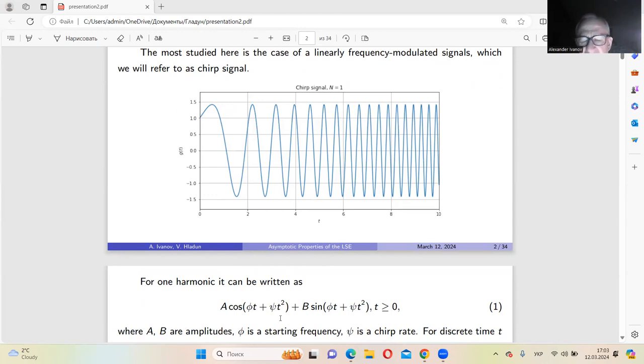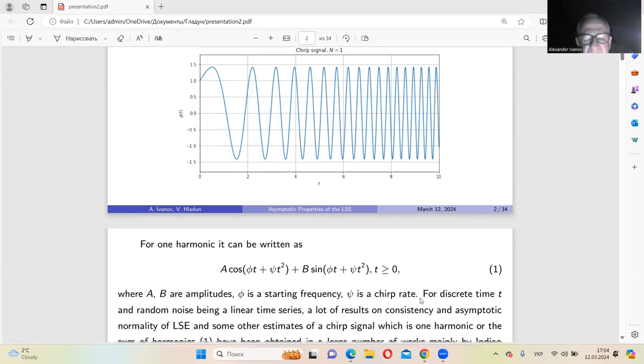The main complication is the presence of the quadratic terms under the sign of trigonometric functions. In this model, A and B are amplitudes, phi is the starting frequency, and psi is the so-called chirp rate. This is a model of a linearly modulated signal. Phi is the initial frequency, and if we write phi t multiplied by one plus some parameter multiplied by t, it will be exactly the linear modulation of the initial frequency.